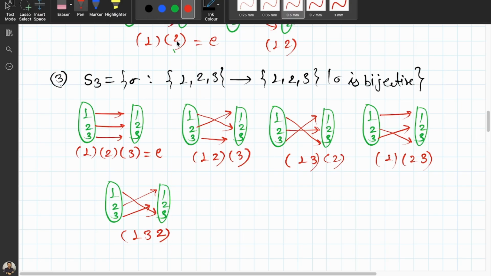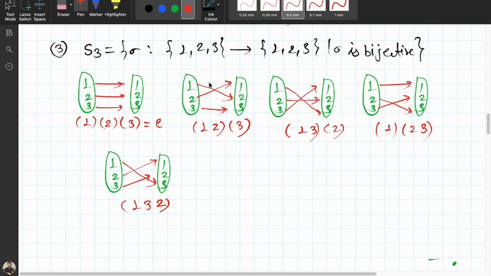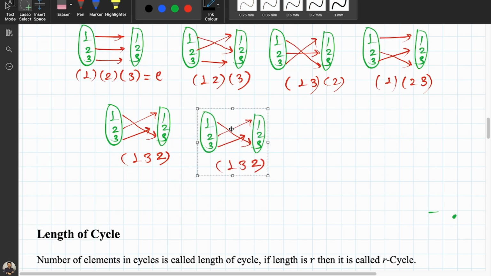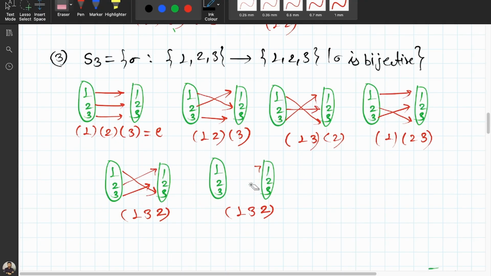And what is the next possibility that we may find from here? I may write like this, changing the possibilities. 1 goes to 2, 2 goes to 3, 3 goes to 1. Those are the possibilities. Other than this, there are no possibilities. Now we'll say what are the elements of S3.